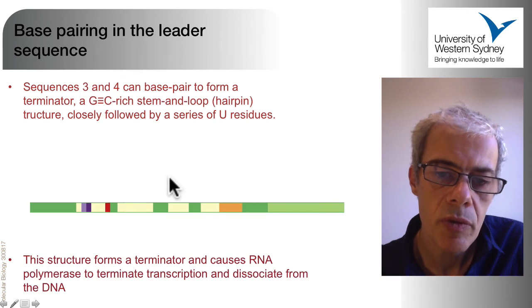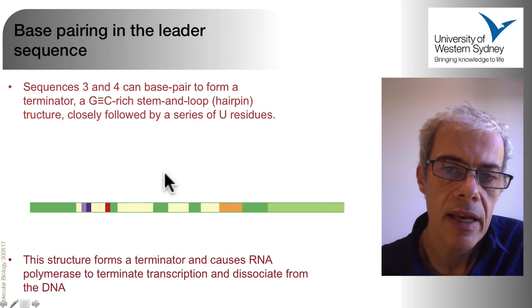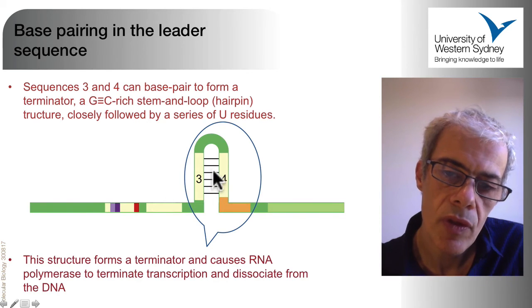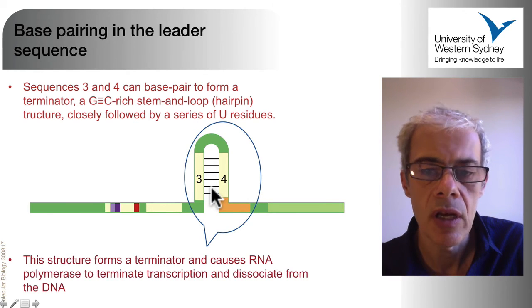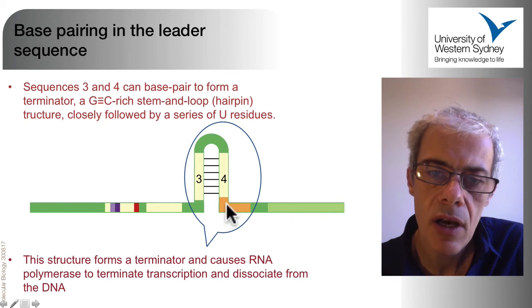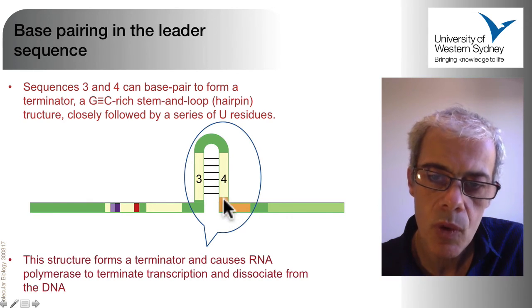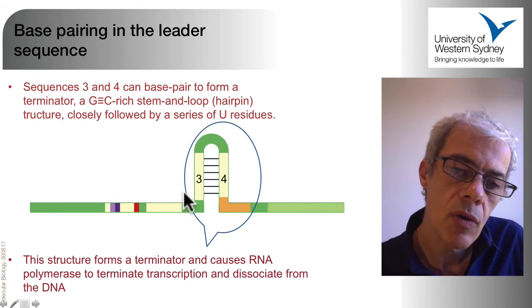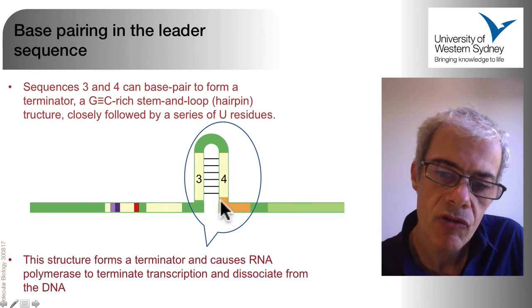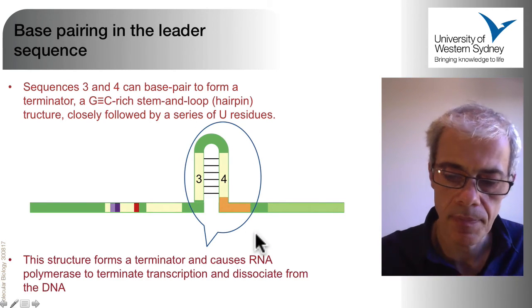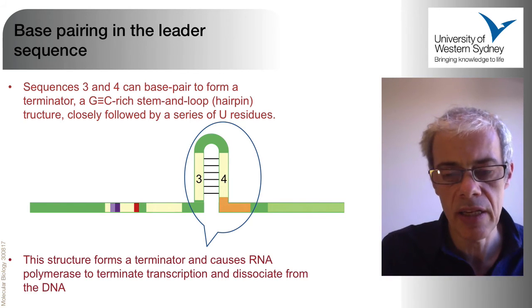Now, sequences 3 and 4, which is this one and this one, can form a hairpin structure. So this is showing the leader sequence with a hairpin between regions 3 and 4, and here's the base pairing between the GC-rich base pairs. Now, an important bit of information is that just up from region 4 is a series of U bases, uracil bases. So the hairpin structure, followed by the uracil residues, is a terminator of transcription. And I'll show that in a couple of slides' time.